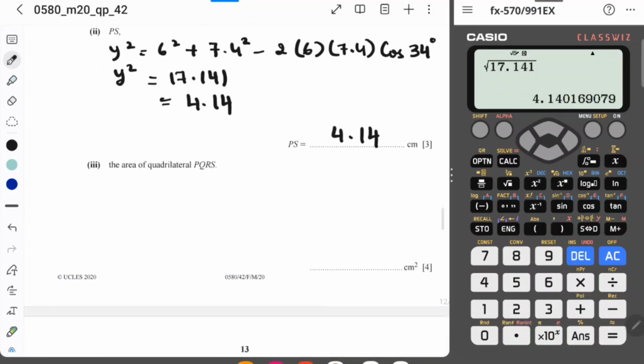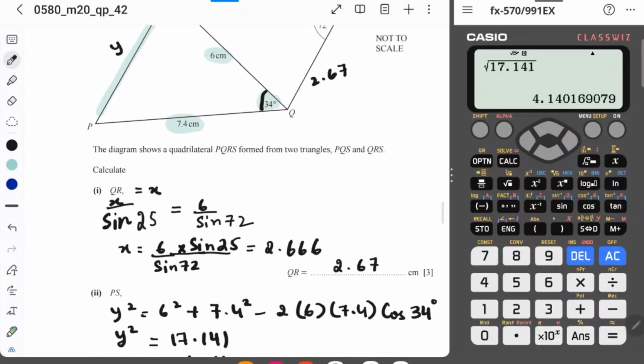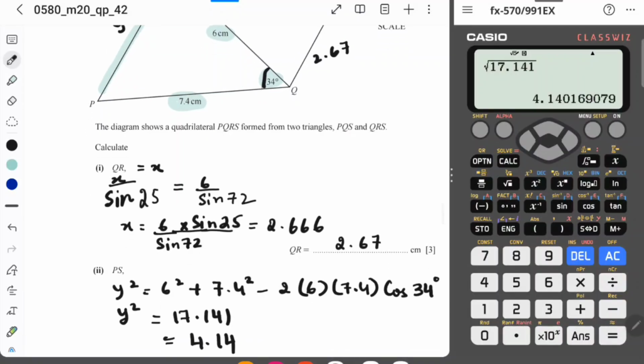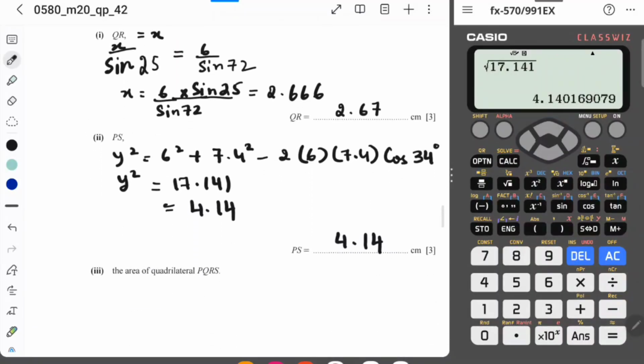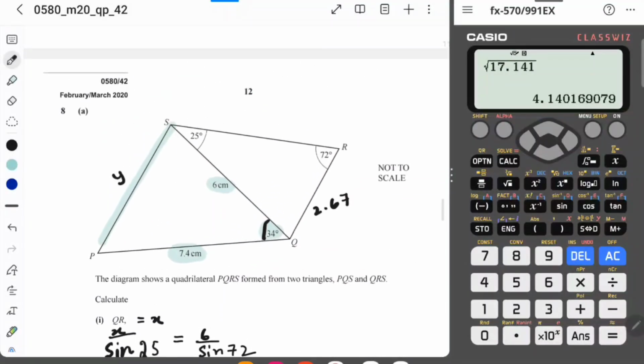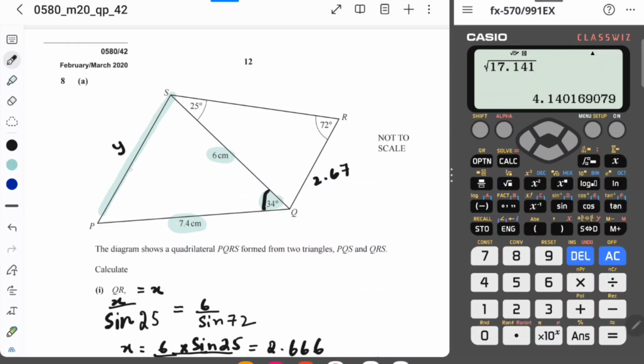Now we are coming to the next part, the area of the quadrilateral PQRS. You have seen in this past paper question, the first part we use the sine rule, the second part we use the cosine rule. If you know what the requirements are, then it's very easy. The quadrilateral has two non-right angle triangles, so you will be using half ab sine C, in which the two sides and included angle must be given. So the areas of these two triangles are required.